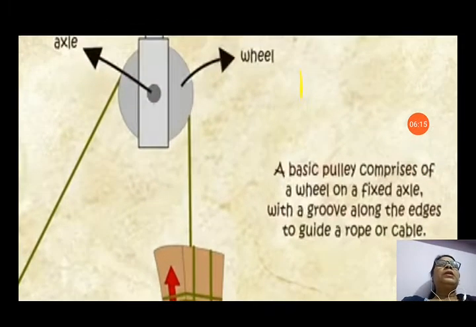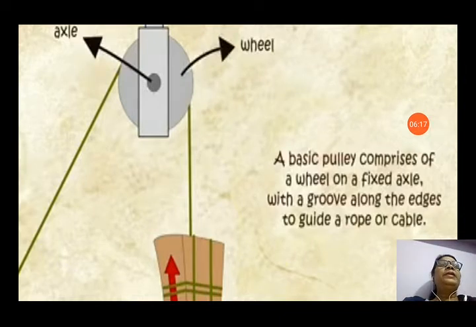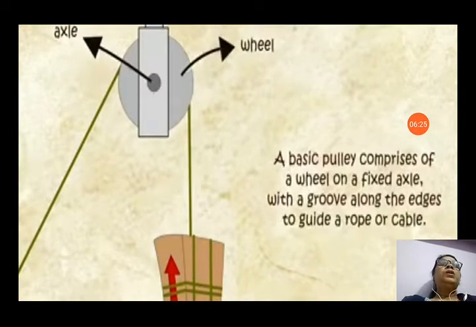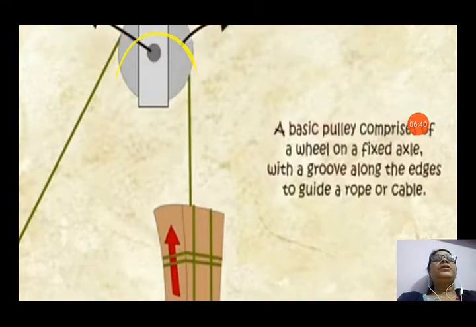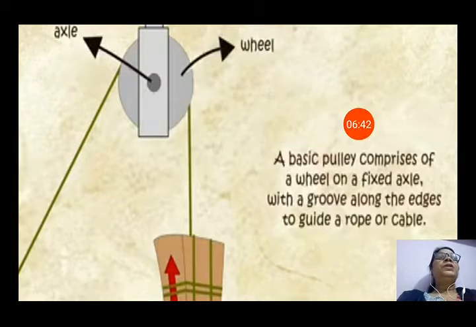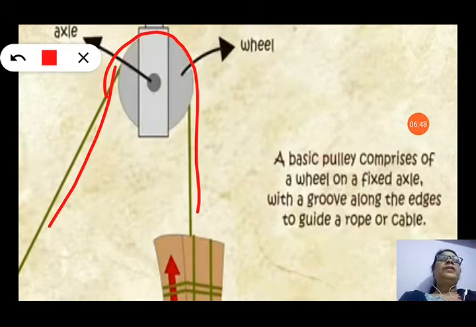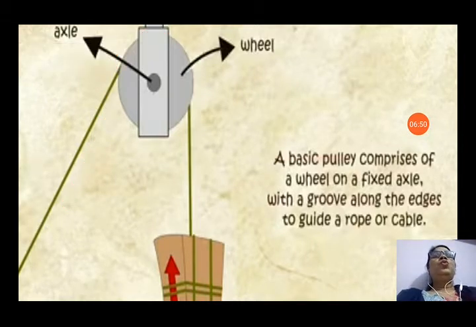There is another type of simple machine, that is wheel and axle. A basic pulley comprises a wheel on a fixed axle. You can see in the pulley the axle is fixed. A pulley is a simple machine with a groove along the edge to guide a rope or cable. Inside that groove the rope is there. You can see the groove here in the wheel, in which the rope is moving. That is called the wheel, and this is a pulley.